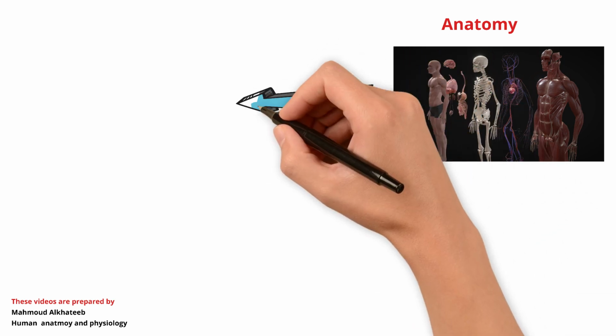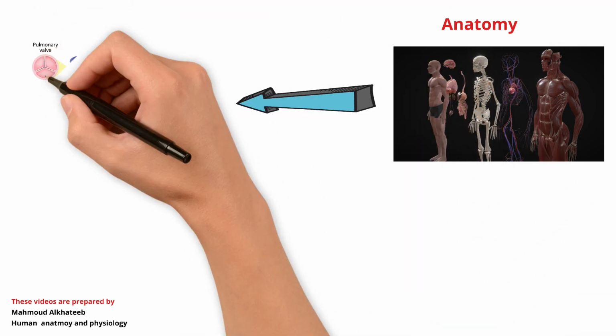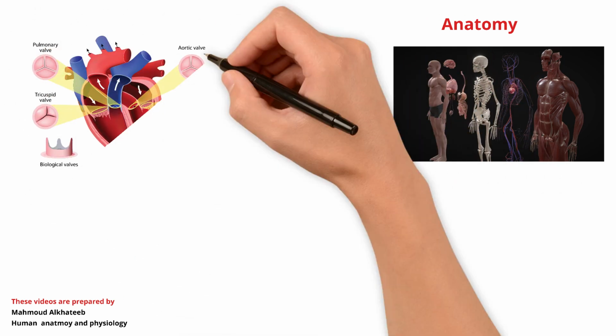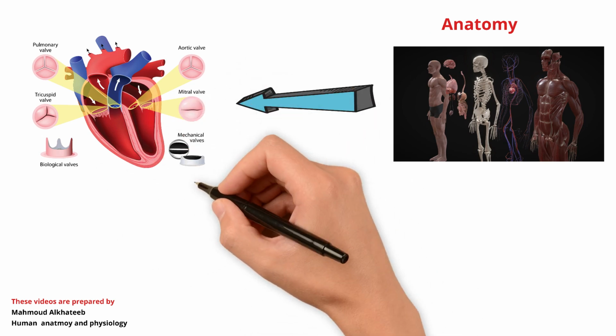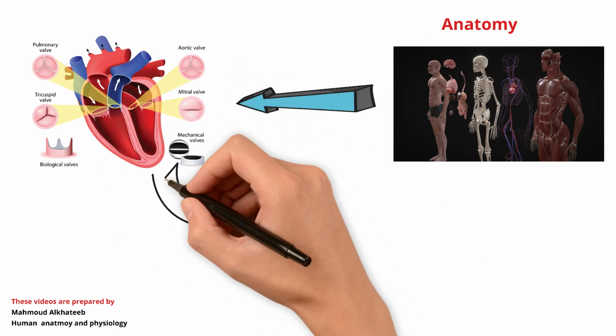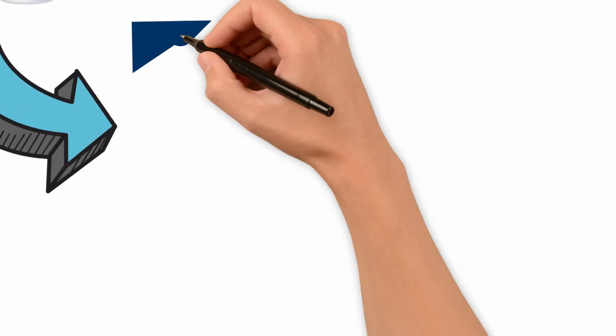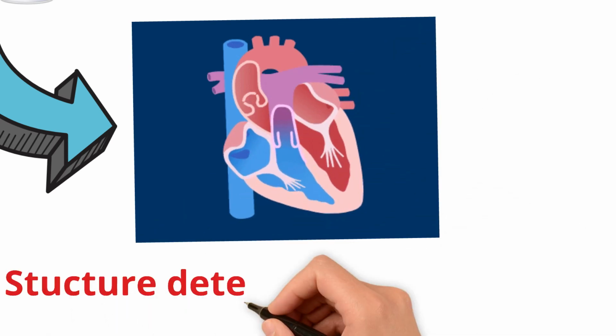For example, take the heart. Its structure, with its chambers and valves, is perfectly designed to pump blood throughout the body. The heart's structure determines how it functions. This brings us to the essential idea: structure determines function.